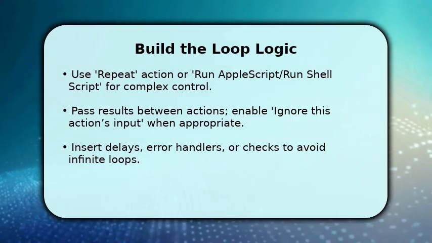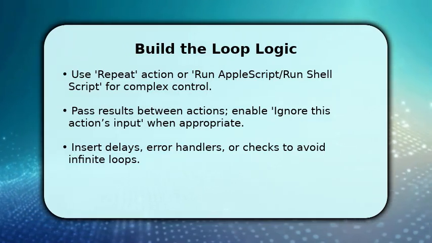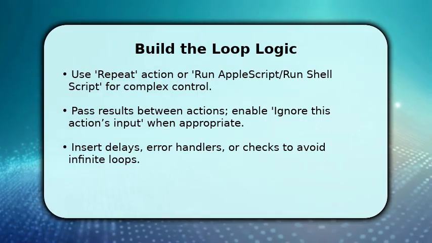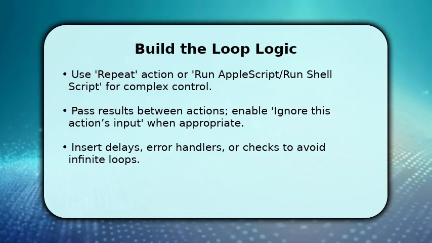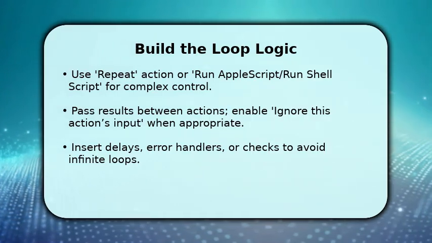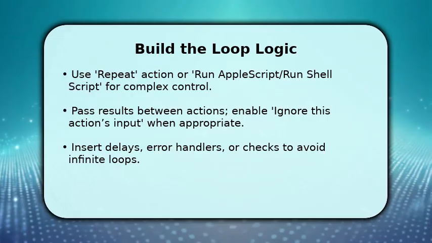Make sure outputs flow to the next action. Use ignore this action's input only when isolating a step, and explicitly pass variables when needed. Once done, add short delays and result checks so the loop behaves. This prevents resource spikes. Also include basic error handling or a bailout condition, so you can stop the loop if something goes wrong.